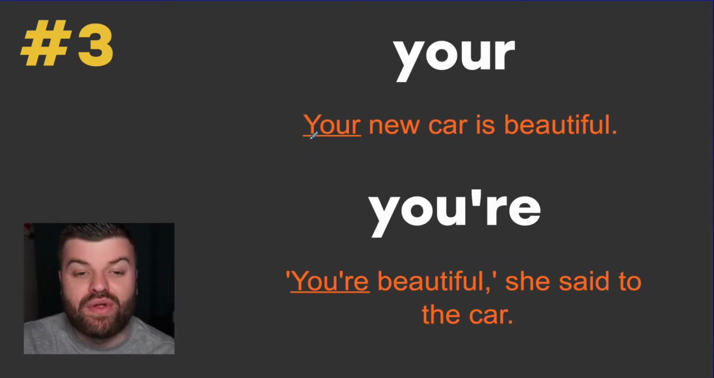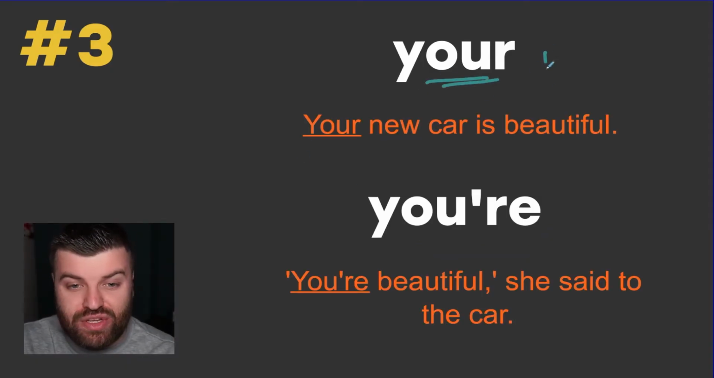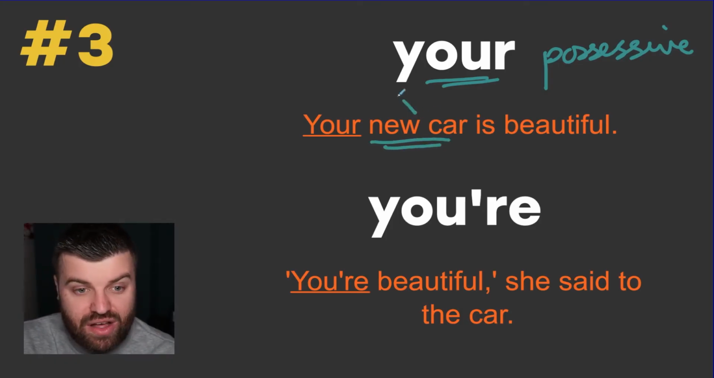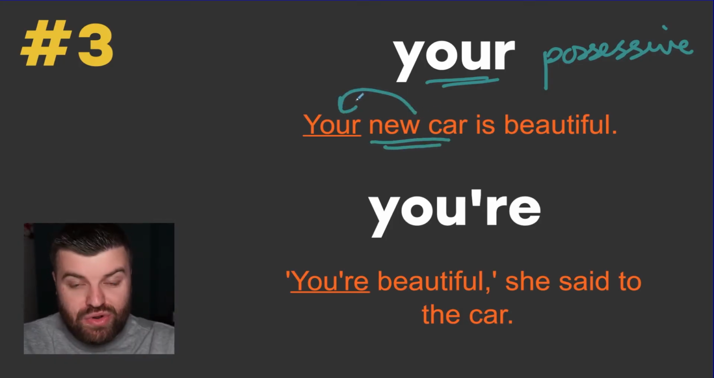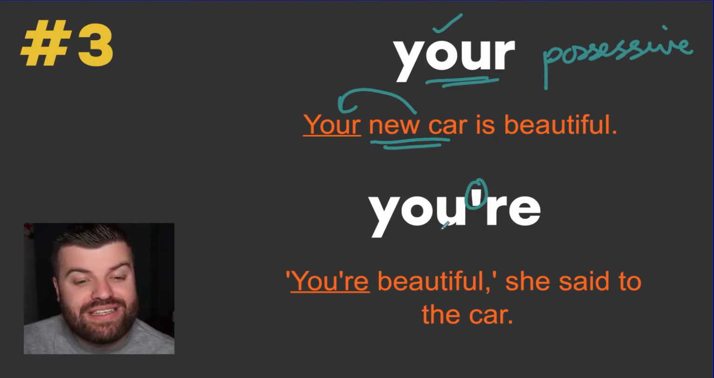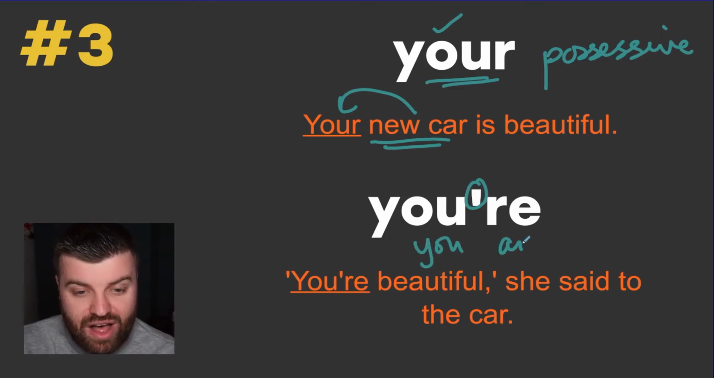So here's an example. Your new car is beautiful. This your is a possessive pronoun. What it's doing is telling us that something belongs to you. In this case, your new car. This new car belongs to you. Your new car is beautiful. Absolutely fine. Down at the bottom, we have an apostrophe inside. In this case, it's being used as a contraction, which means this word used to be you are.